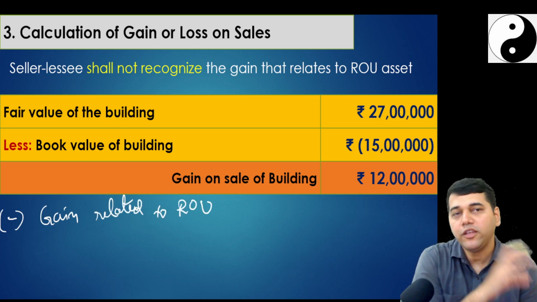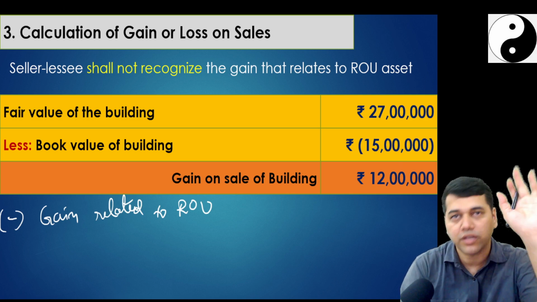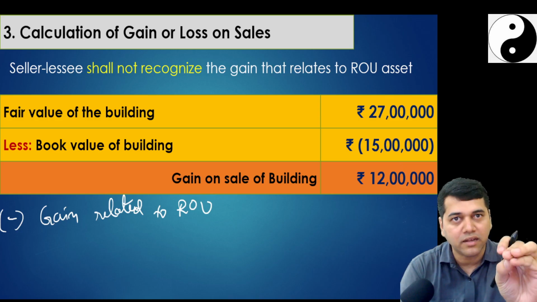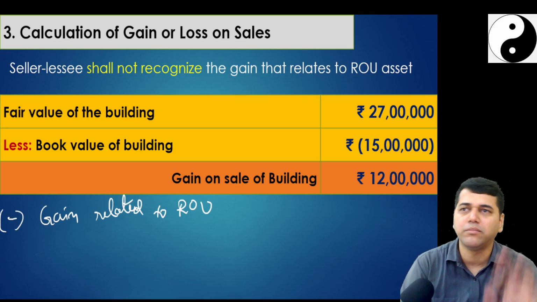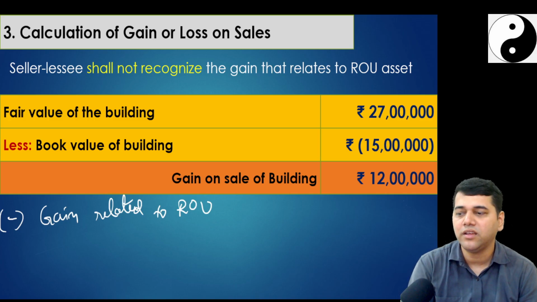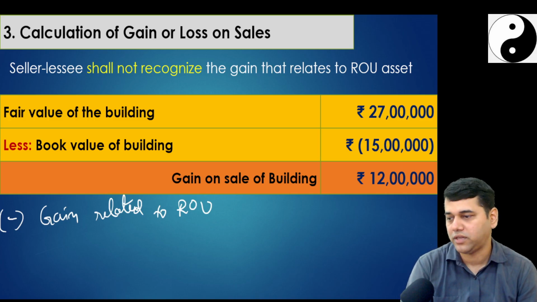ROU. Can you tell me, students? You do your working. Just tell me, in this 12 lakh, if at all I have to bifurcate, how much I should bifurcate to ROU? Tell me any number, whatever. Then let us see what the standard is going to tell.